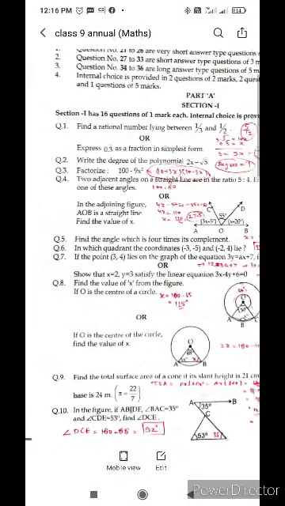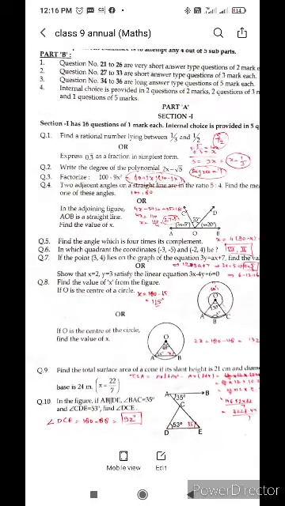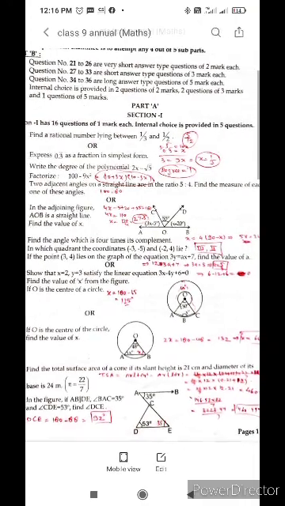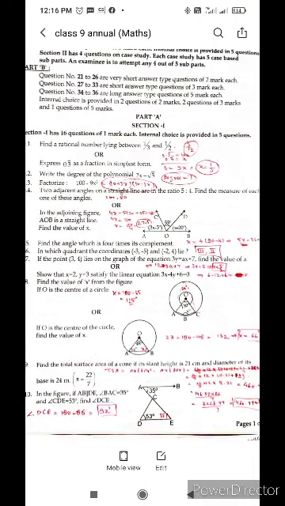Okay, now question number 4. In this question, two adjacent angles on a straight line are in the ratio 5:4. Find the measure of each one of these angles. Two adjacent angles are in the ratio 5:4.